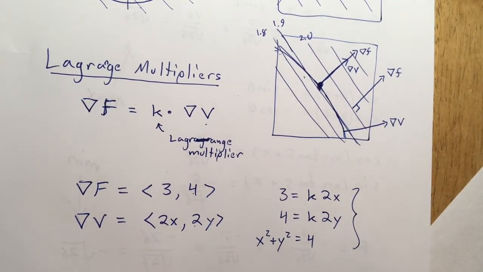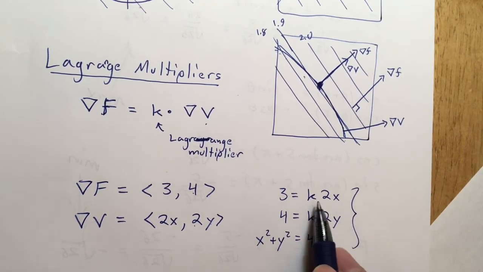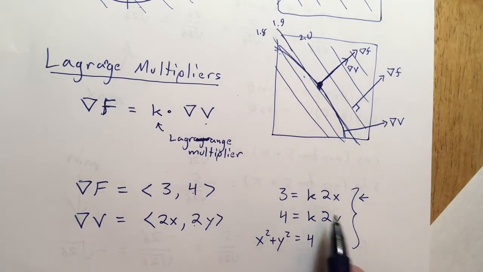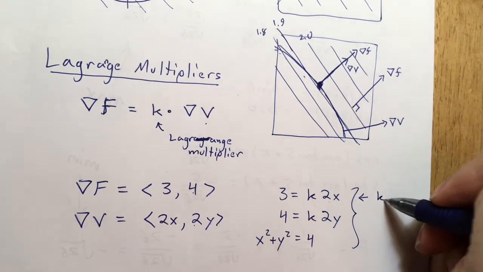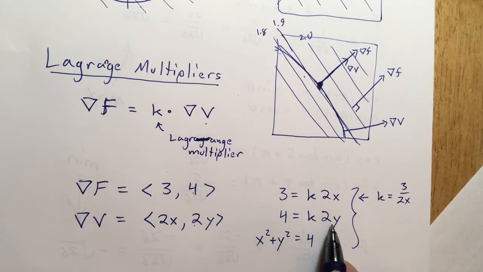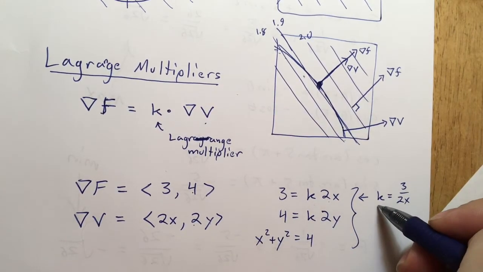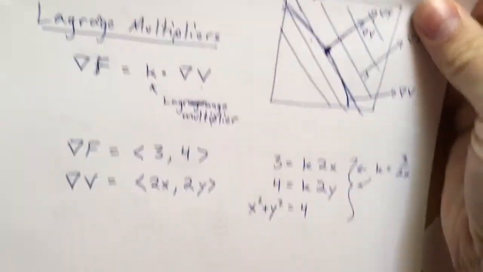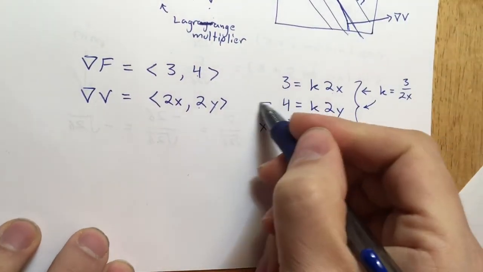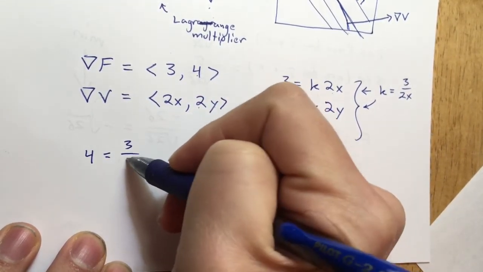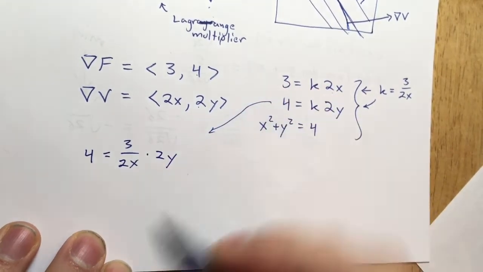How do you solve it? Well, in this one, I think we can solve this first equation for k. Just divide both sides by 2x. You see that k equals 3 over 2x. And now we can plug that into this equation over here. So let's write that down below. We'll take that second equation, put it down here: 4 equals 3 over 2x times 2y.